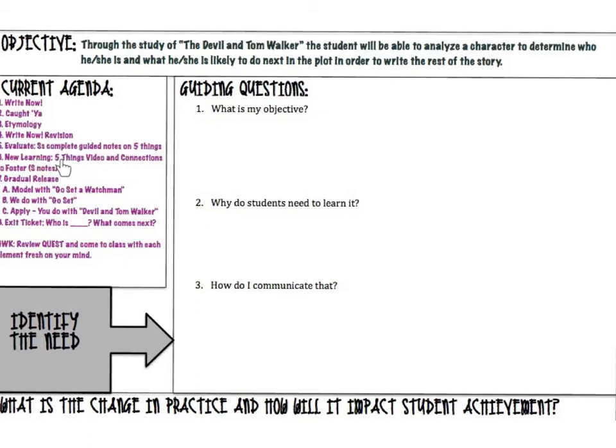The new learning, which is from the task I did when I labeled them. They're going to do the 5 things video and the connections where they'll take the student notes. I'm still using gradual release, so I'm doing that model with Go Set a Watchman. I'm doing the we do with Go Set as well. And then they're going to apply the you do with Devil and Tom Walker.